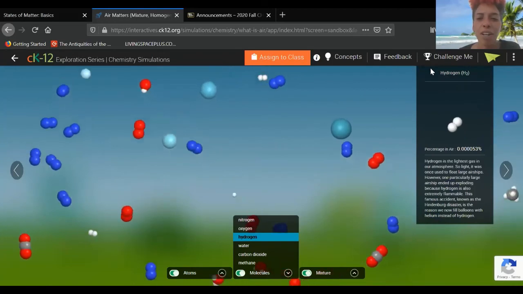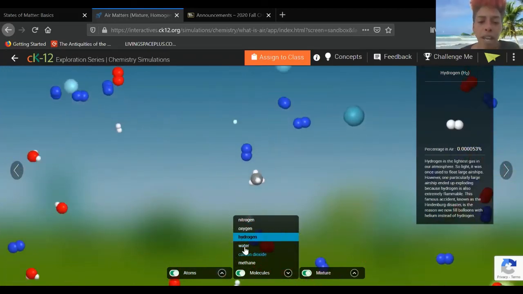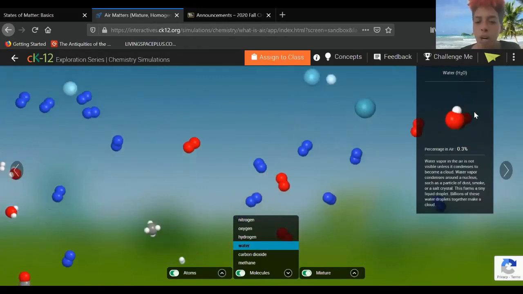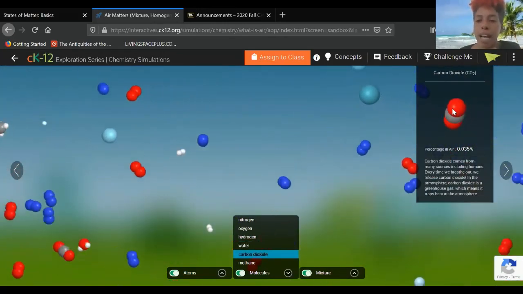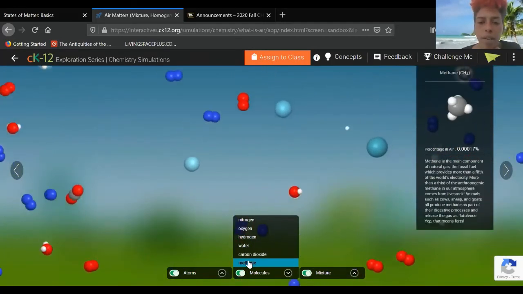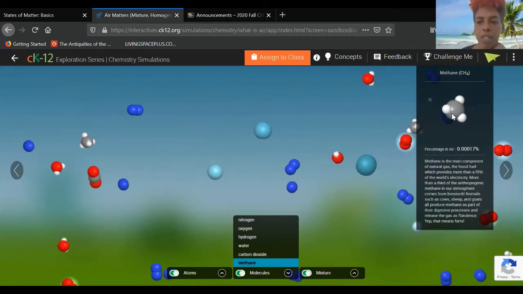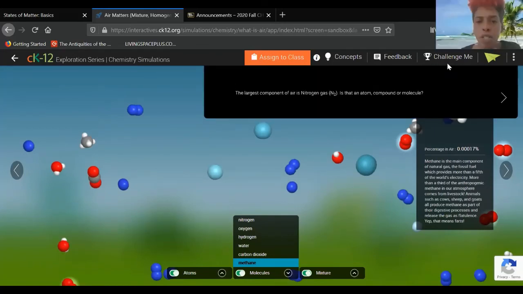So you've learned this. So notice that air is made up of a mixture, and what we didn't look at is water. Notice carbon dioxide is made up of a carbon and 2 oxygens, and we've got methane, which is carbon and 4 hydrogens. Let's do a couple of these challenge me questions.